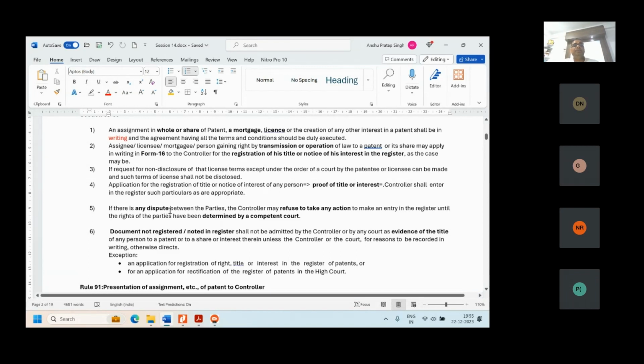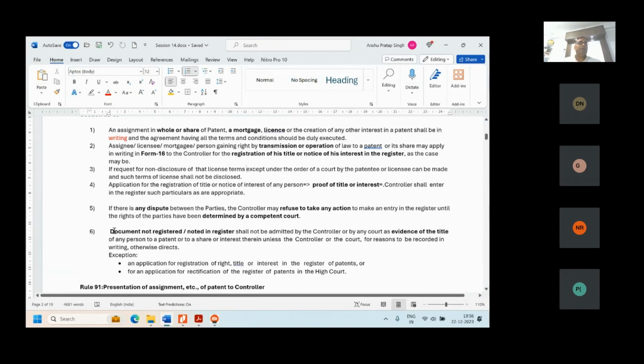Okay. Suppose there is a dispute about your assignment, mortgage, license, or whatever transaction. The controller can refuse to take action, and he will not make an entry in the register unless a court order has concluded your dispute. So when any assignment or any transaction related to the patent is in dispute, the entry in the register cannot be made.